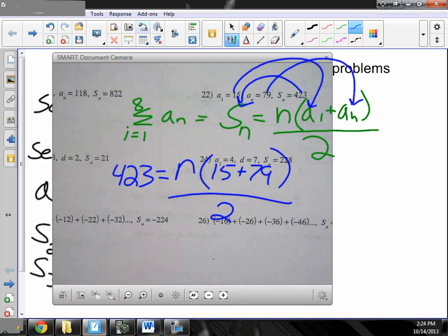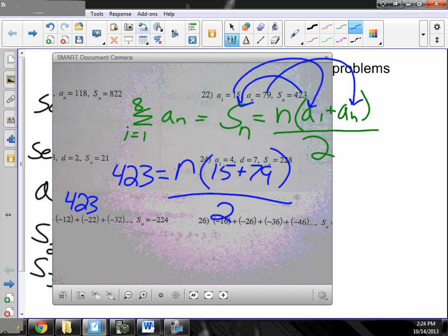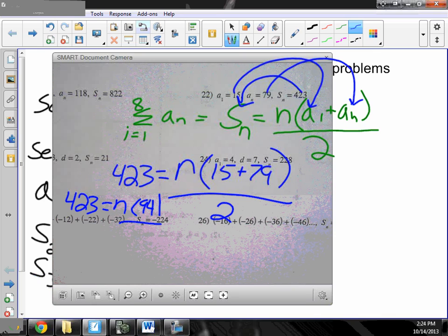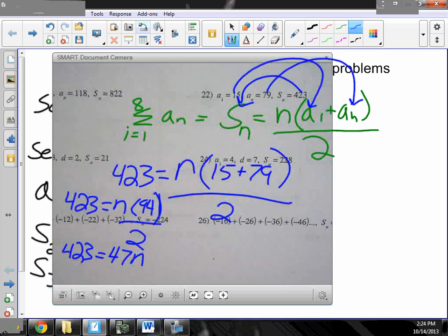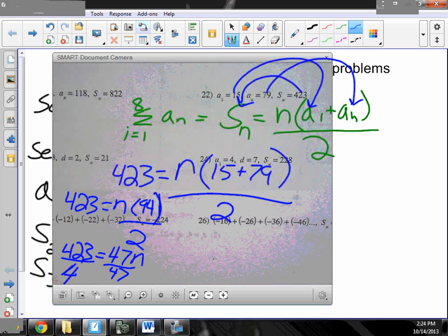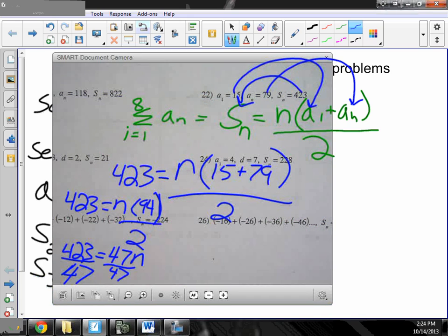So I'm going to add these together. 79 and 15 is 94. 423 equals n times 94 over 2. What is 94 over 2? 47. So I have 423 equals 47 times n. Divide by 47. And what do you get? 9.